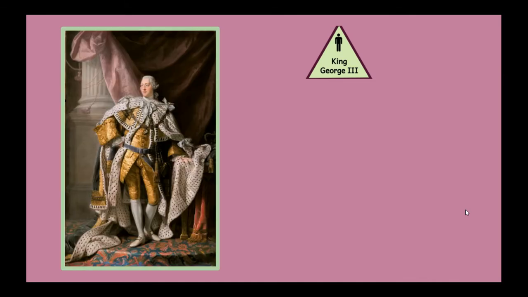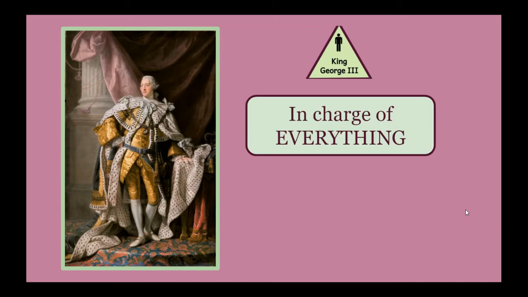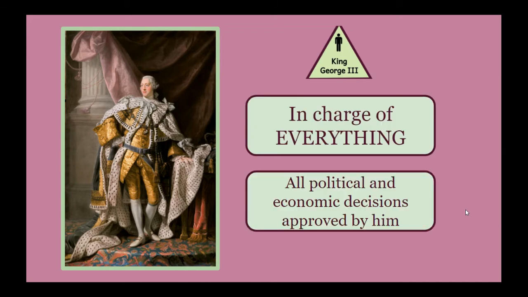Our first person to discuss is at the very top of the pyramid, King George III. He's the only section that has only one person in it, and he is in charge of everything. All political and economic decisions must be approved by him. He is in charge of Great Britain, and that includes everything that happens in the colonies.